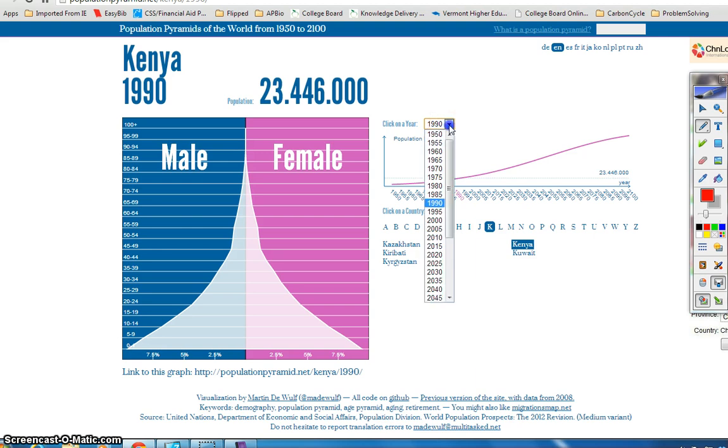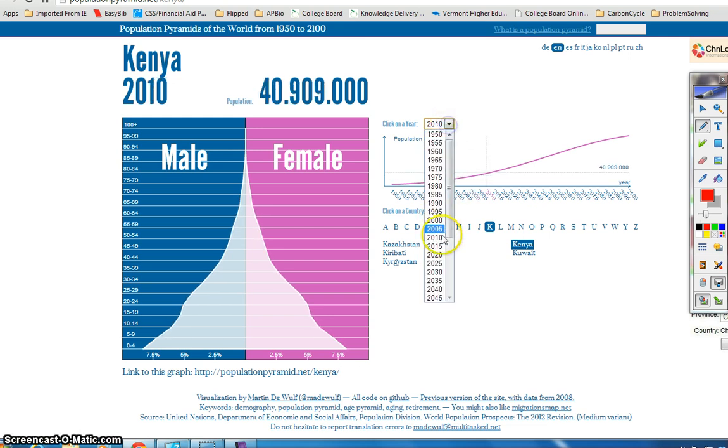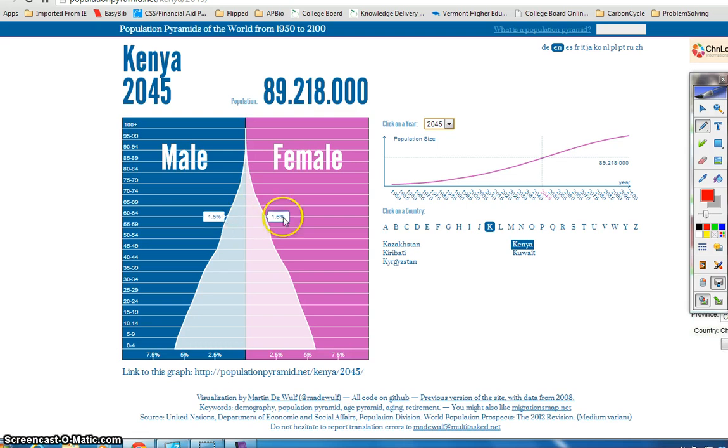1990, look what's happening. 2000. Now it's slowing down a little bit, we can see. And 2010, 2025, projecting into the future, and all the way up to 2045, we can see that it looks like it's going to be slowing down. So there's a great example of a country that was increasing very, very rapidly in the past and right now that could be slowing down.